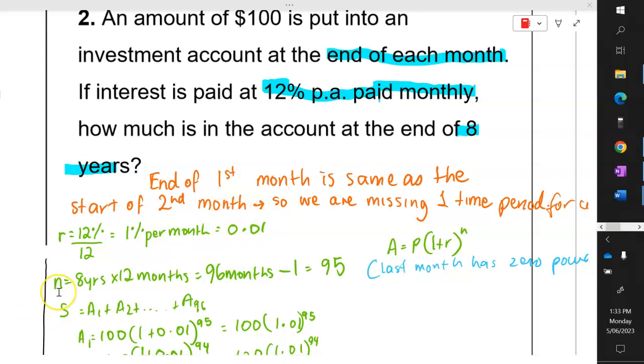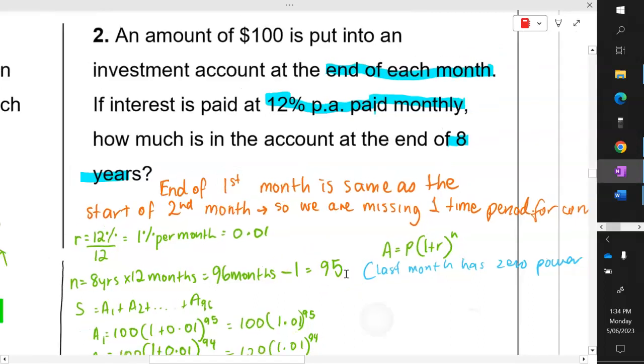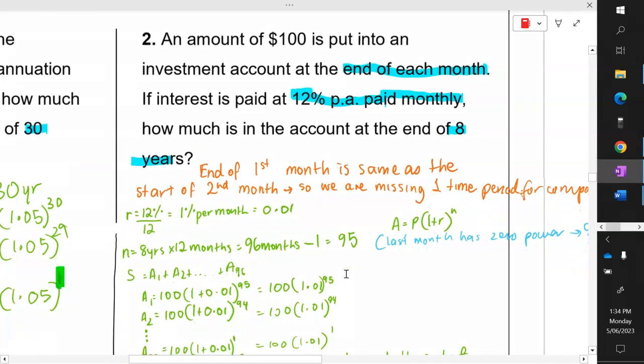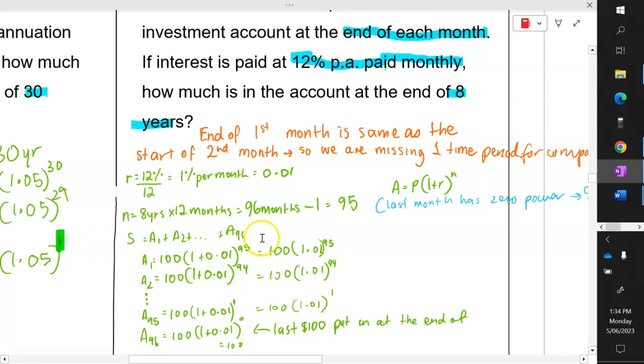Now for n is 8. 8 times 12 is 96. So we're going to have 96 A's, so 96 different accumulated amounts for our compound interest. But because we're popping in at the end of the 8th month, our powers, I've taken one off, and we're going to only have powers up to 95. And our first one is going to be a power of 0. So we need to just think a little bit about what's happening when we're working these ones out with the end of the month ones.